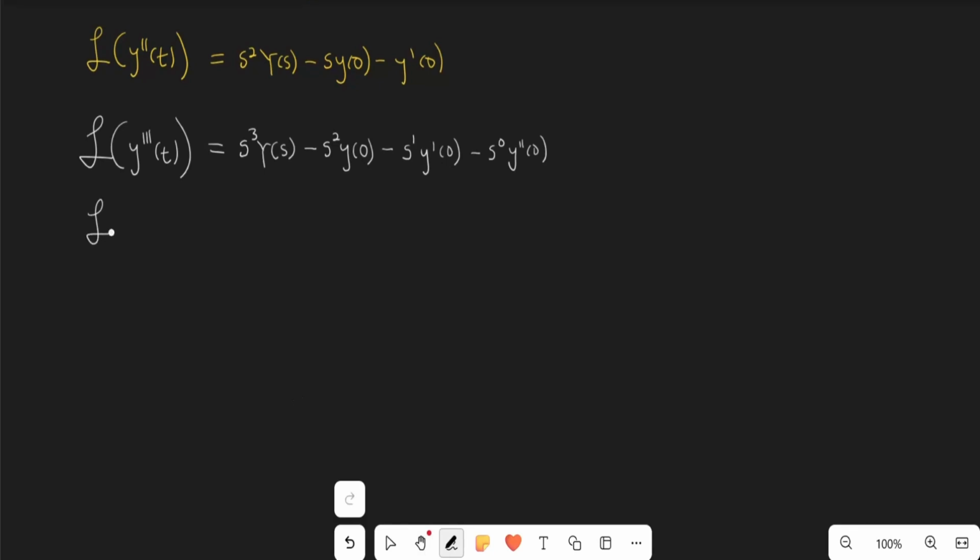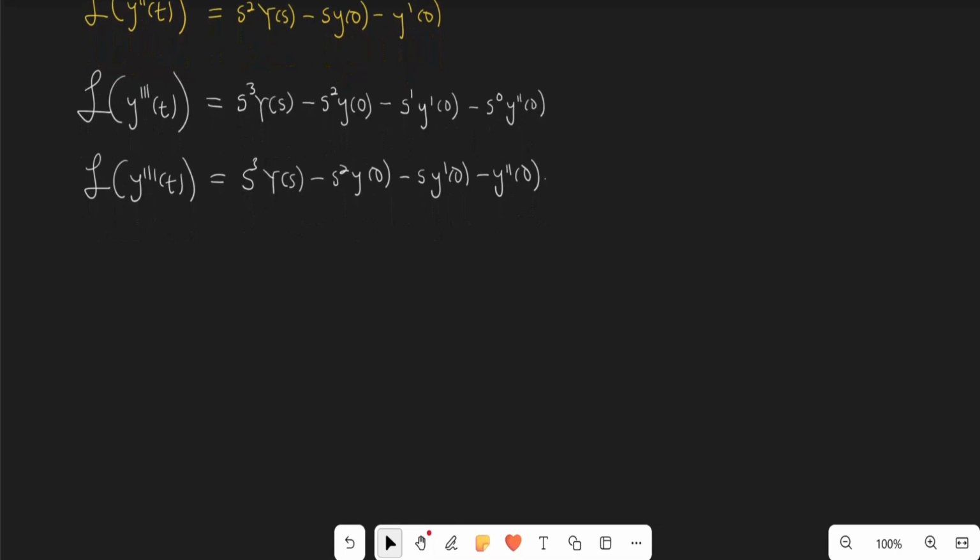So rewriting this, it is now y prime prime prime of t. The Laplace transform of that is going to be s to the third times capital Y of s, minus s squared times y of 0, minus s times y prime of 0, minus y prime prime of 0. This is the Laplace transform of the third derivative of the function y of t.